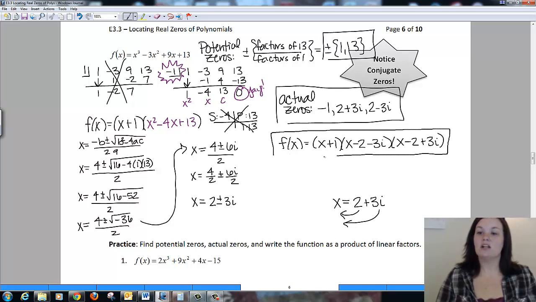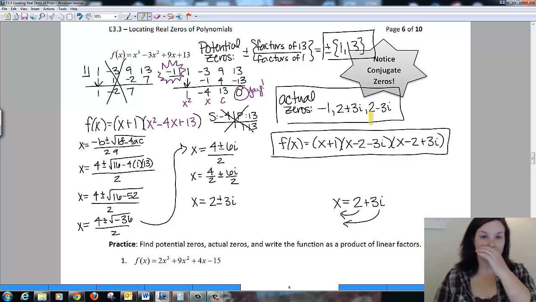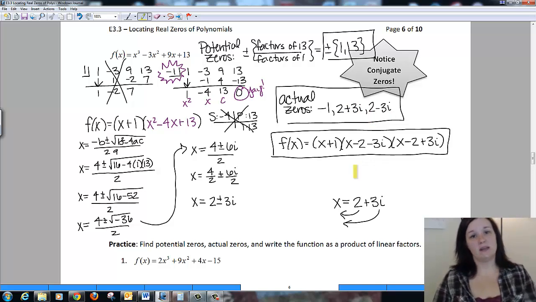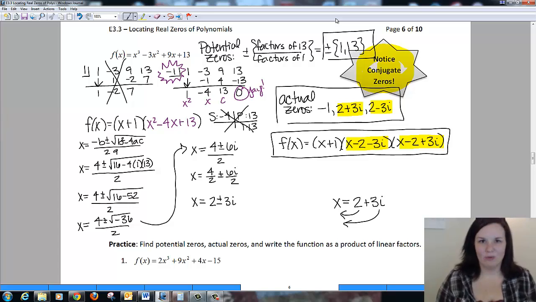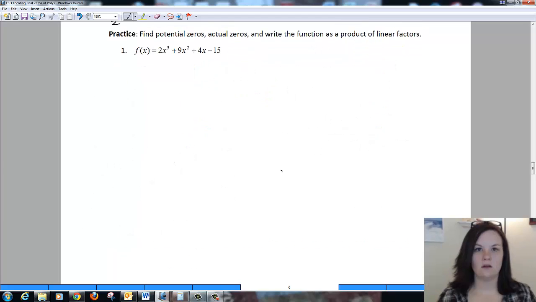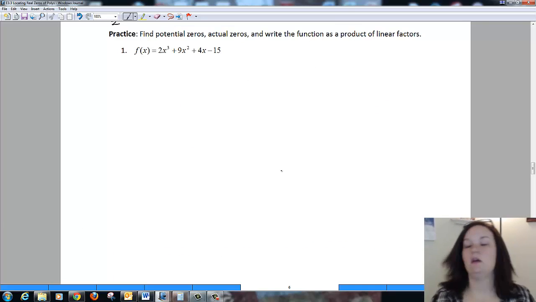Okay. And remember, our conjugate roots theorem said that if you have a complex 0, its conjugate pair is also a 0. Okay, so it says, notice here the conjugate zeros. This is the conjugate of this one, and notice we also have conjugate factors. So you know you've done something wrong if you end up with an i in an answer, but you only have one. Okay, they always show up in conjugate pairs, meaning they look identical, except the sign of the i term is opposite. So there are 3 here for you to try. I'll give you some time to work on them, and then we'll go over them.